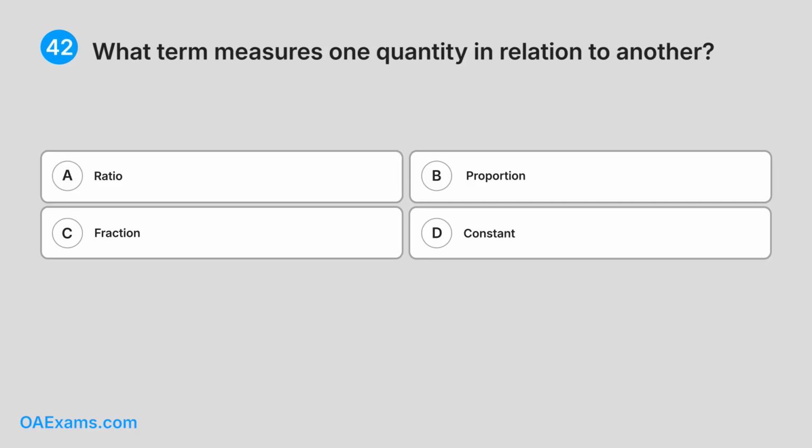42. What term measures one quantity in relation to another? A. Ratio. B. Proportion. C. Fraction. D. Constant. Do you know the answer?